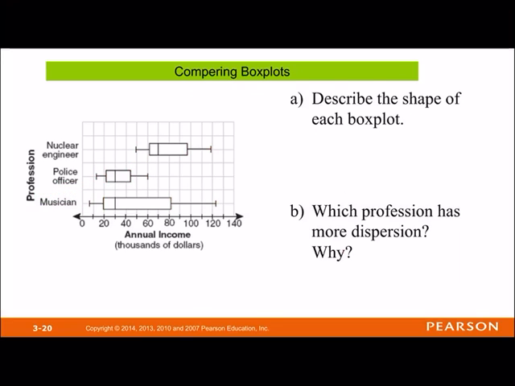Okay, and for our last slide, we want to describe the shape of each box plot. So again, we're looking where our longer whiskers are. So if we look at our nuclear engineer, there's the left, there's the right. That's going to be skewed right. Left, right. The right is longer. That one's skewed right. Left, right. Again, that one's skewed right. So they are all skewed right.